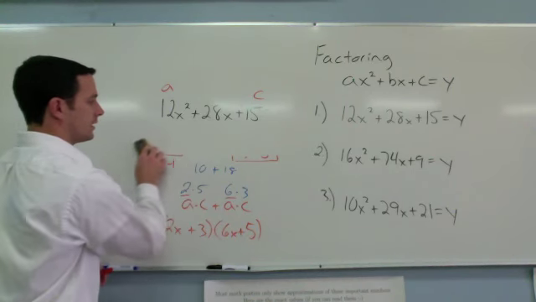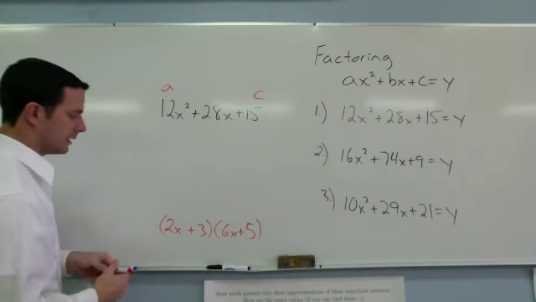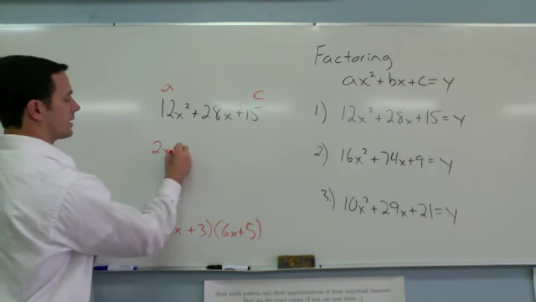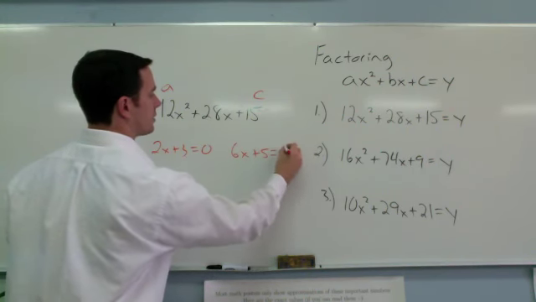If I want to solve it, I have to do one more step. To solve it, I have to take them and set them equal to 0. So 2x plus 3 equals 0. 6x plus 5 equals 0.